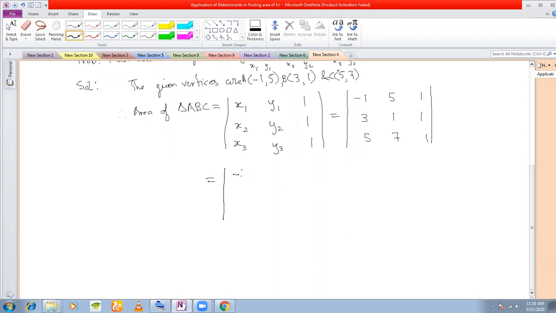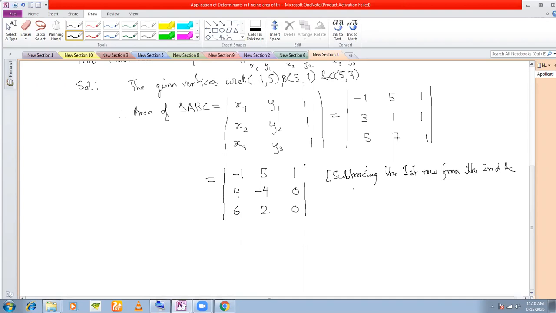So what I do is I subtract the first row from the second and the third. So 3 minus of -1 will become 4. 1 minus 5 will give you a -4, and this will be 0. Next, 5 minus of -1 will be 6, 7 minus 5 is 2, and 1 minus 1 is 0. This step clear or not? Operations of determinants: subtracting the first row from the second and third rows respectively.